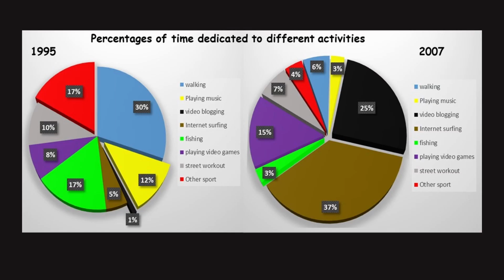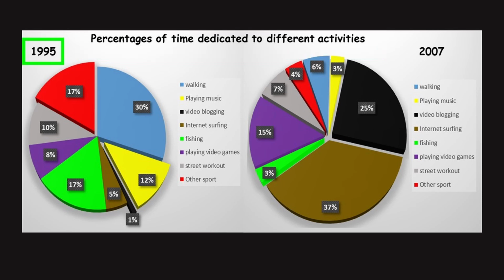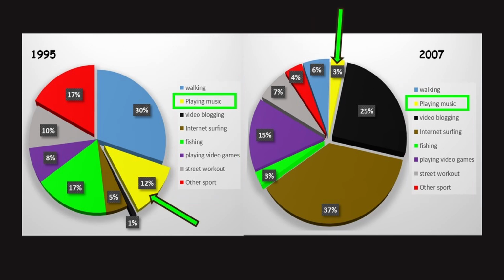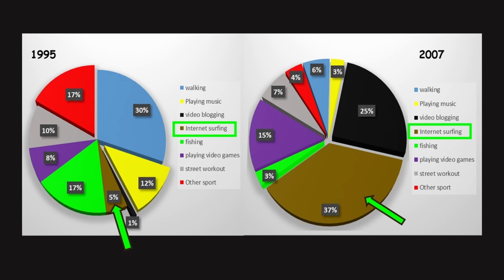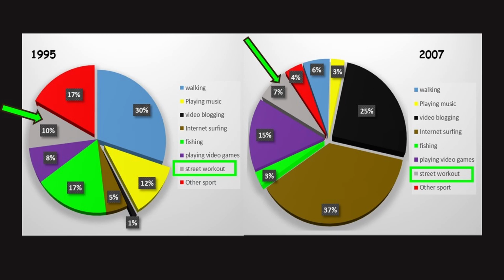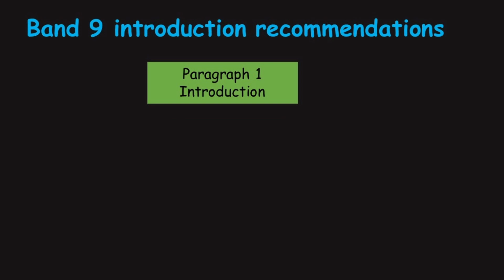Here we can see 2 pie charts. The title states that the pie charts present percentages of time dedicated to different activities. Each chart has its year, in this case 1995 and 2007. At the right side of the pie charts we can see the keys with the descriptions of the slices. Let us list the activities: walking, playing music, video blogging, internet surfing, fishing, playing video games, street workout, and other sports. Now we are going to write our first paragraph, Introduction.